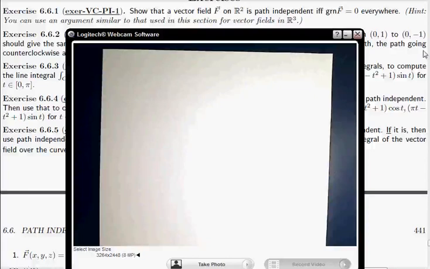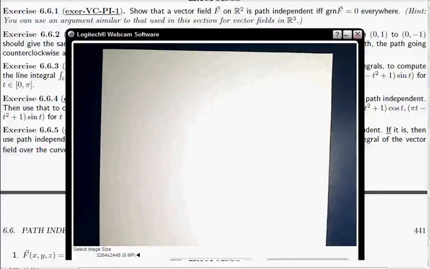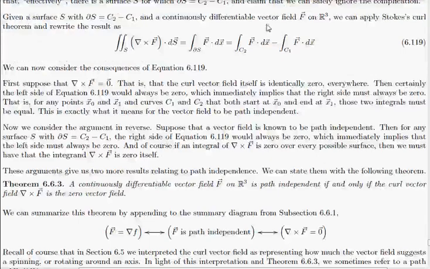Okay, so we're going to show something along the lines of what we showed for vector fields in R3. We're just going to do it in R2, and namely that path independence relates to this Green operator. The hint says let's use something similar to what we did in R3, and let's just remind ourselves how that worked, and here it is.